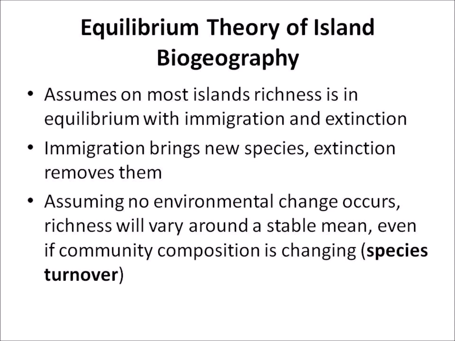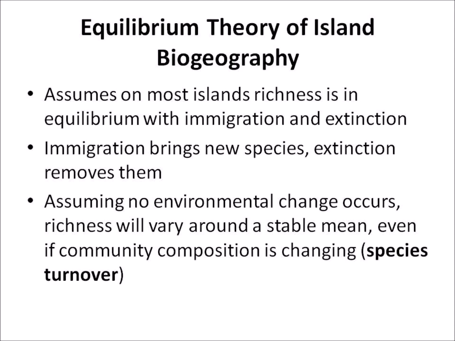Right off the bat, I want to bring to your attention there are two key assumptions of the island theory of biogeography, so keep these both in mind. The first assumption is that on most islands, species richness is going to be in equilibrium with immigration and extinction. So immigration is going to be your source of new species, and extinction is going to be your main method for loss of species.